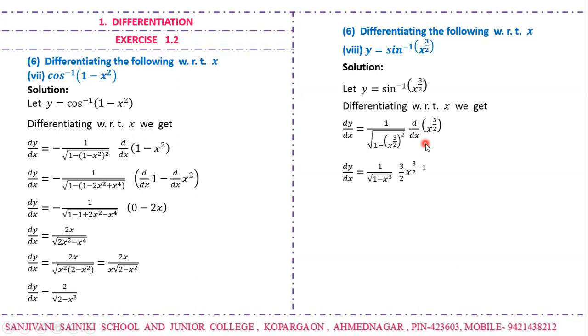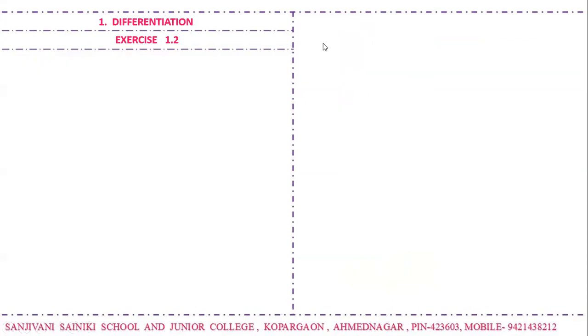Using that formula, you will get 1 upon root 1 minus x cube into 3 by 2 x raised to 3 by 2 minus 1, which is 1 upon 2. And x raised to 1 upon 2 means root x. So 3 by 2 into root x upon 1 minus x cube. We can take this term in 1 square root. So 3 by 2 in bracket in square root x upon 1 minus x cube is the derivative of the given function.